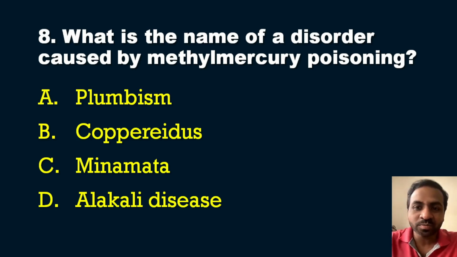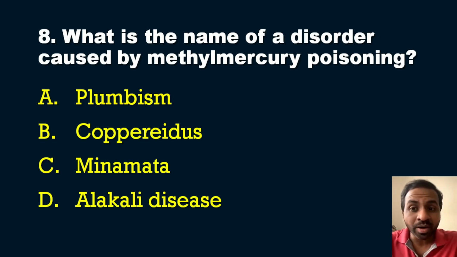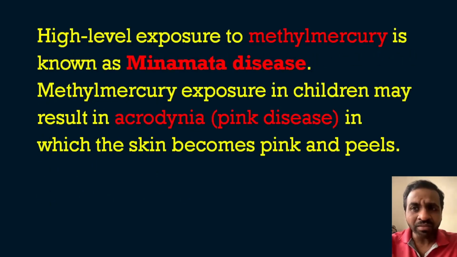That is a question for you. So what is the answer? Plumbism, Copperidus, Minamata, and alkali disease. So the answer is option C, that is Minamata disease. Okay, so we will have a small explanation. High level exposure to methylmercury is known as Minamata disease.